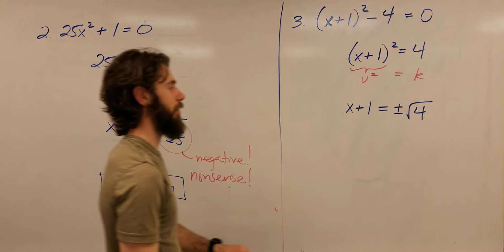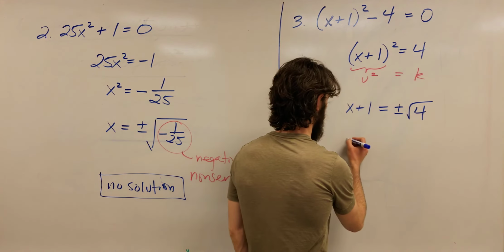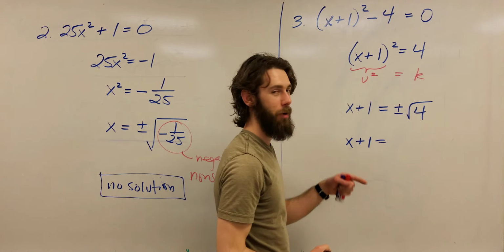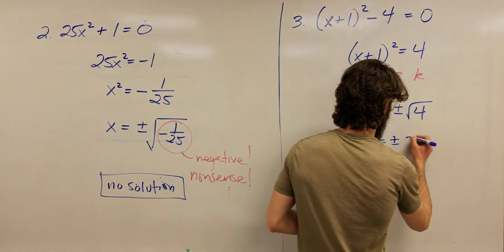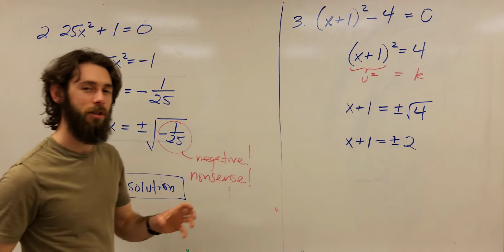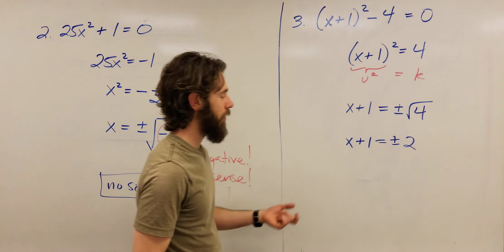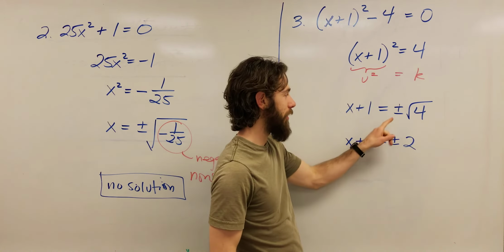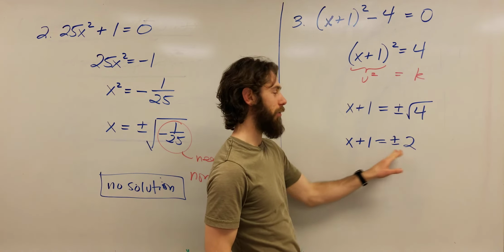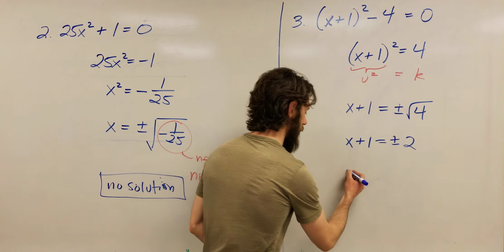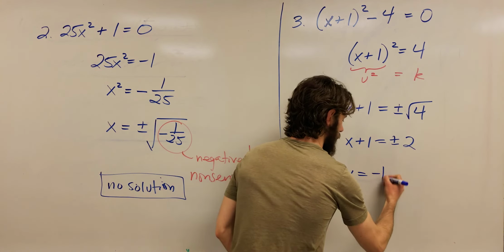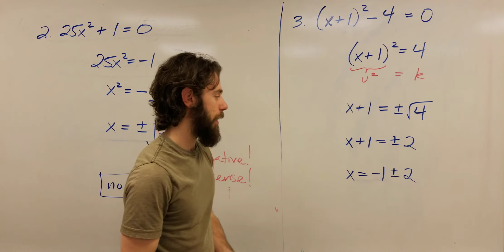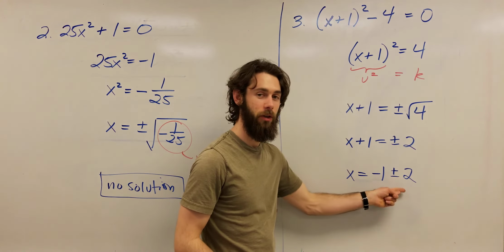All right, and then I'd like to reduce that. So I have x plus 1 equals plus or minus 2. Okay, now this is what makes this one a little trickier. I have this 1 hanging out over here, and after I do the square root property, then I can move the 1 over. So that means x equals -1 plus or minus 2.